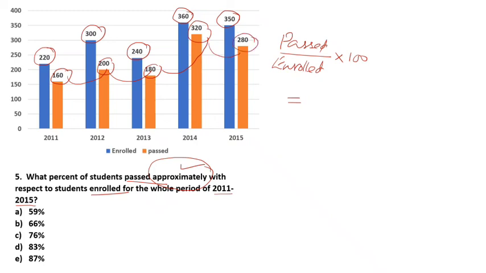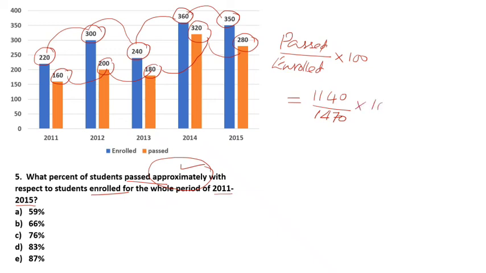280. We already got 1140 divided by this total: 220 plus 300, 520. 520 plus 240, 760. 760 plus 360 is how much? 1120 plus 350, 1470. So we got total 1470. You can add it and check whether we have done any mistake or not.